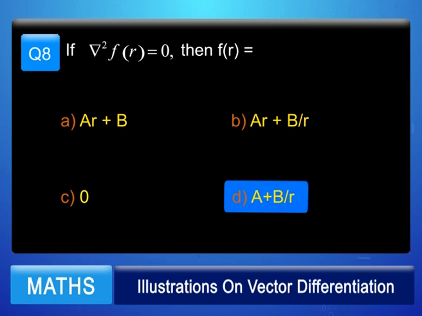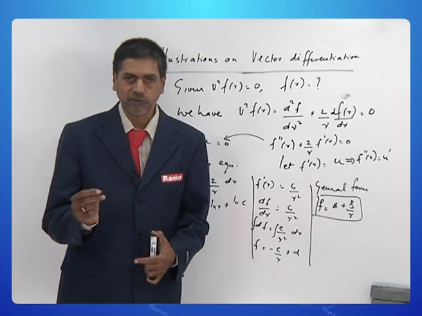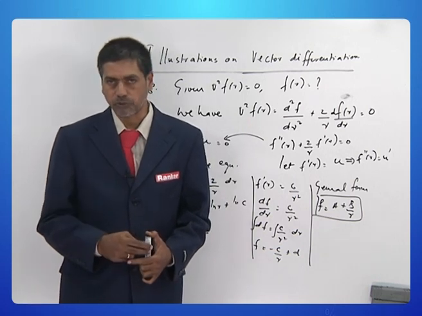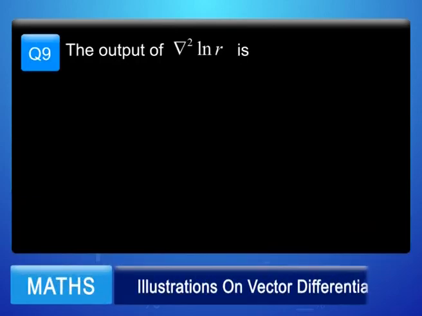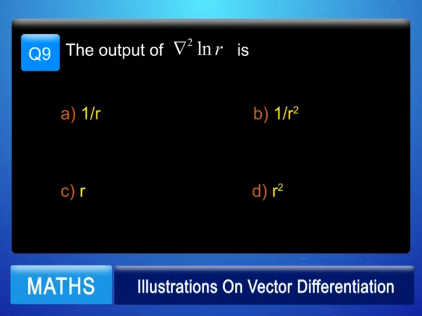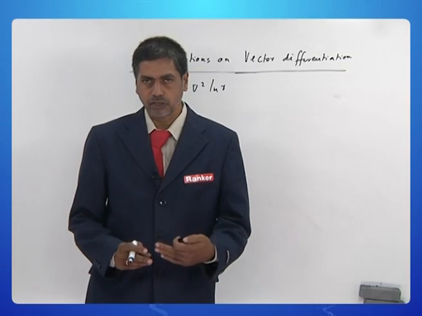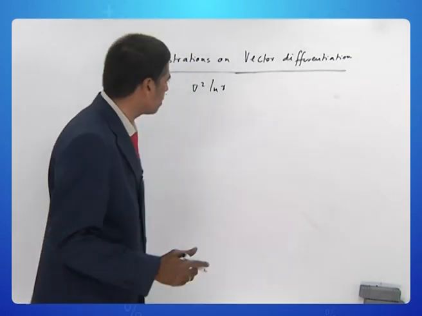So this is a problem which has been selected because you must know the definition of the Laplacian operator and you must know a little bit of differential equations to overcome the problem. Let's go to the next question. Question number 9. What is the output of del square log r? Let me show you the classical way of doing this.